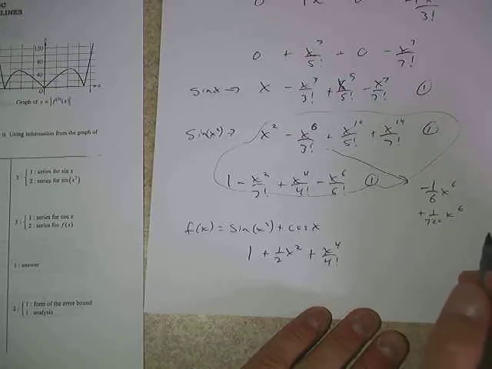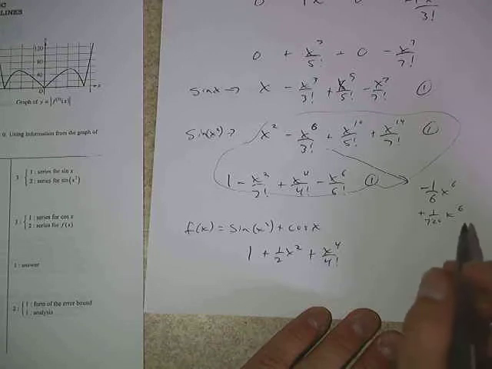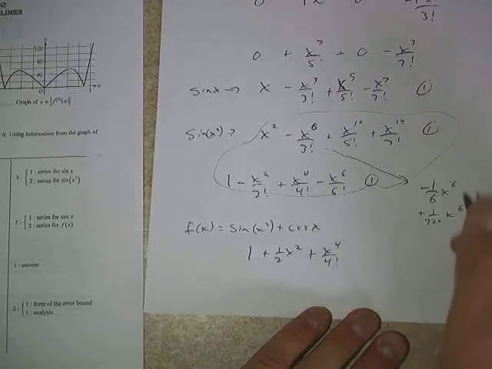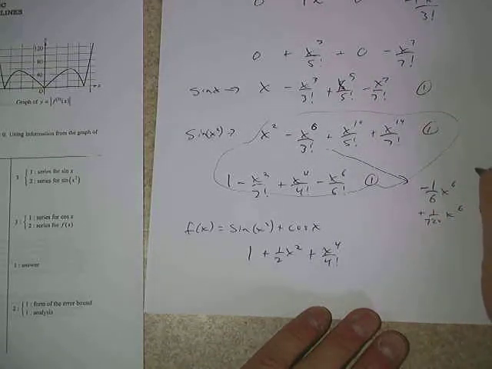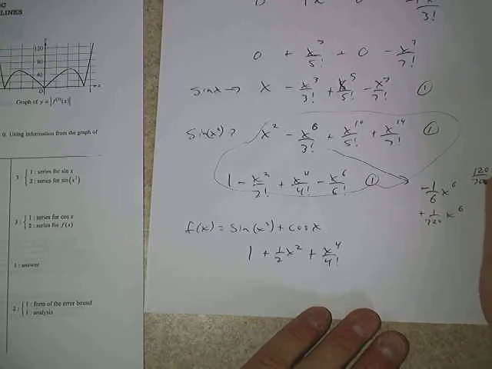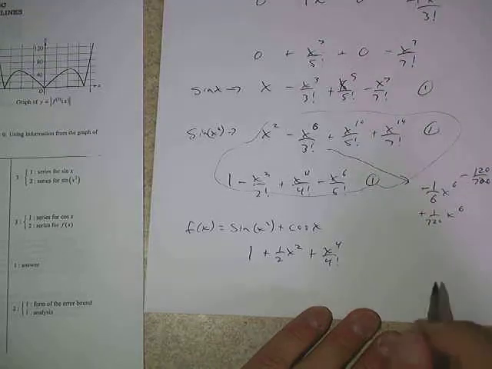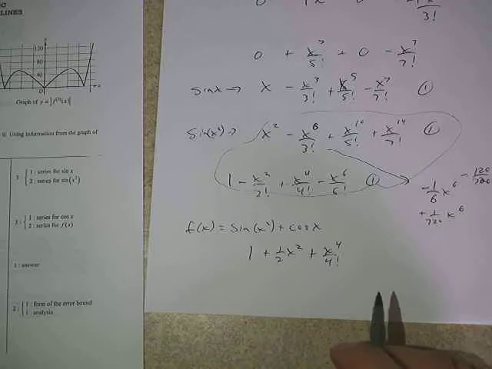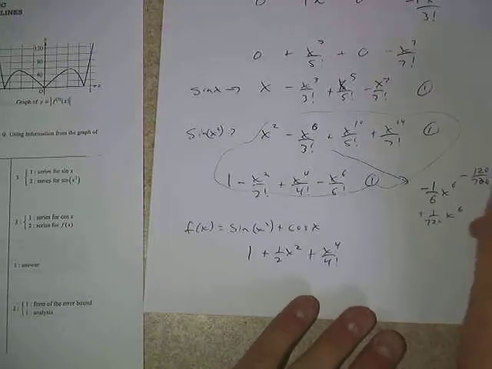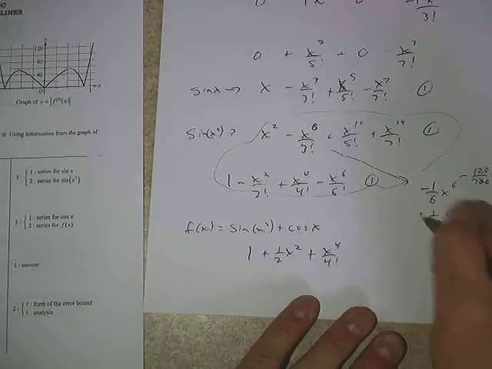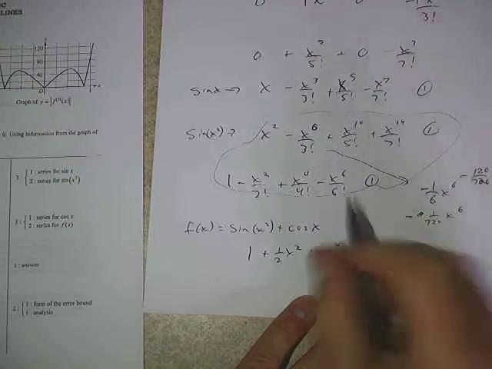With the sixes, we have a negative 1. This one right here would be a negative 1/6, x to the 6th. 6 factorial would be positive 1/720th, x to the 6th. And ultimately, if I made this into a 720, 6 times 120.